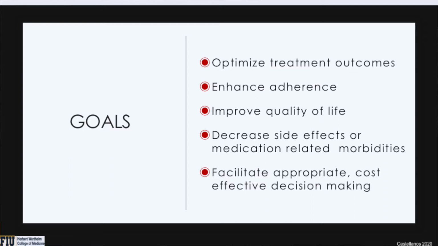So what would be the goal? Just remember, we're starting very broad, right, of monitoring for these side effects is obviously to look at things like outcomes, improve adherence, the quality of life, decrease the side effects, and then help facilitate appropriate cost-effective decision-making. Oh, everybody needs to get an MRI if it's the first of this. Everybody, you'll see, we're going to talk about EKG. Everybody needs to get an EKG, and what's appropriate, what are appropriate monitoring decisions, and not just fiscal, but what's evidence-based to guide that.